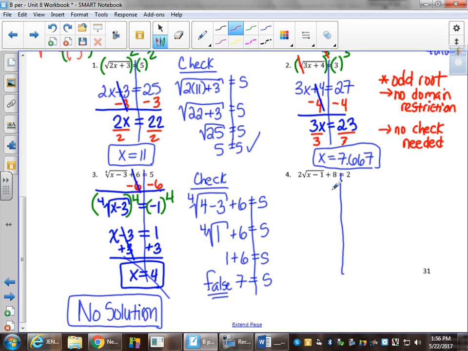Let's check answers. So first I need to isolate my radical. So I will subtract 8 from both sides. So I get 2 square root of x minus 1 equals negative 6. Now the question is, is the radical all the way by itself yet? The answer is no, because of this 2 up front. So this is 2 times the radical. What would undo that multiplication?